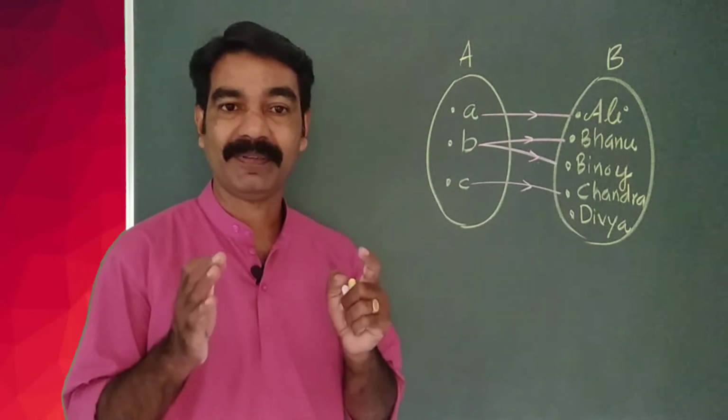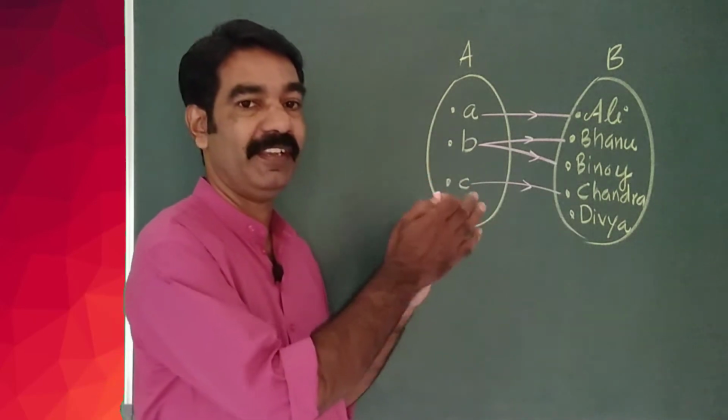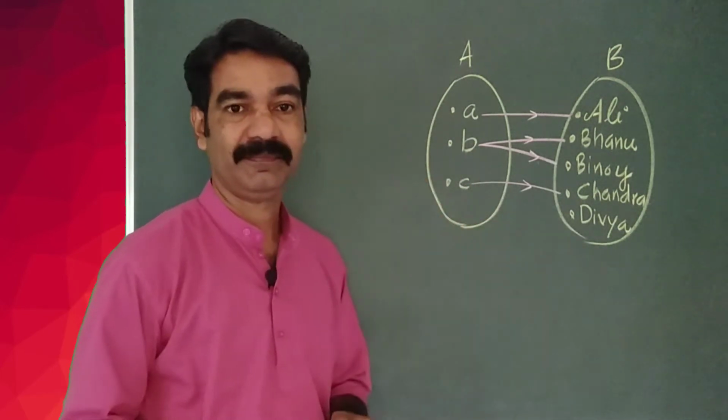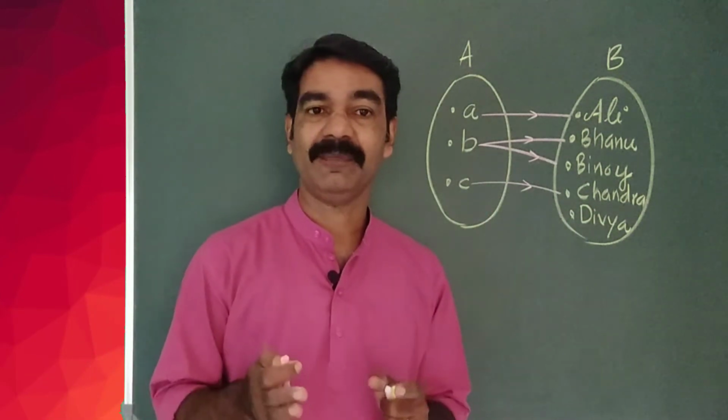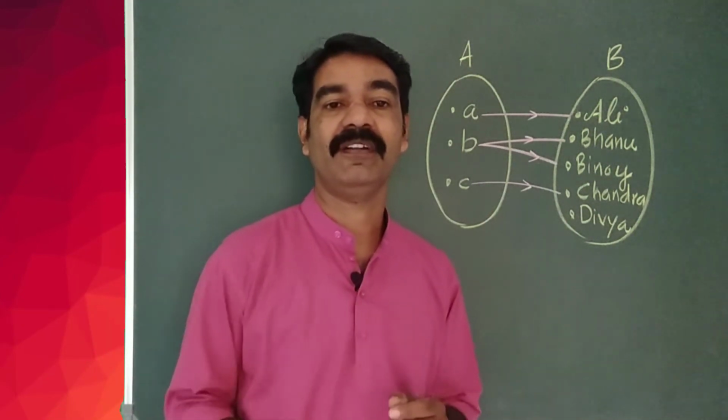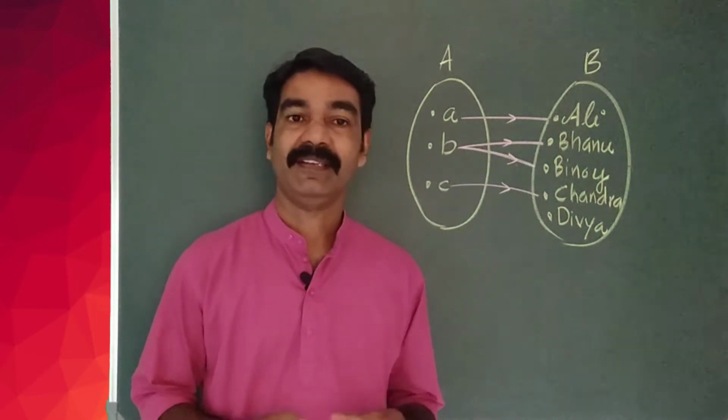We can represent a relation visually, using a picture or a diagram. This is called an arrow diagram. So an arrow diagram is a visual representation of a relation.